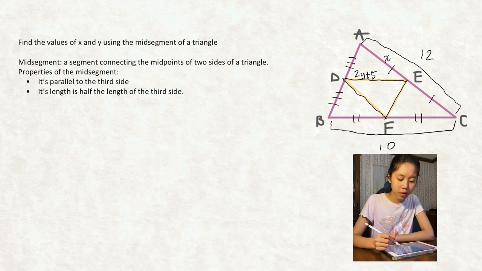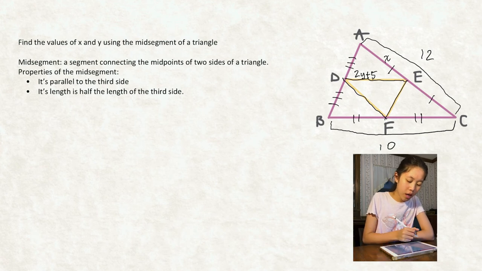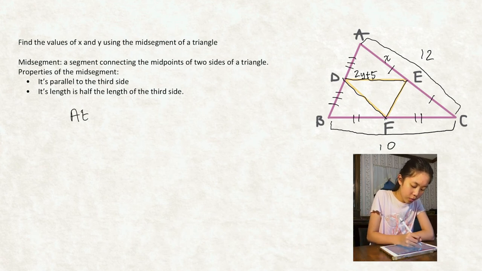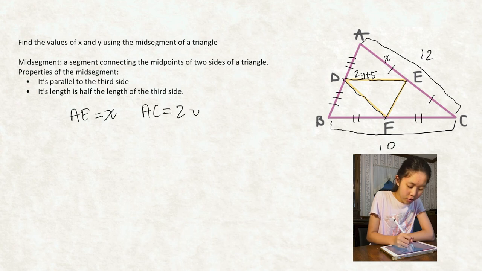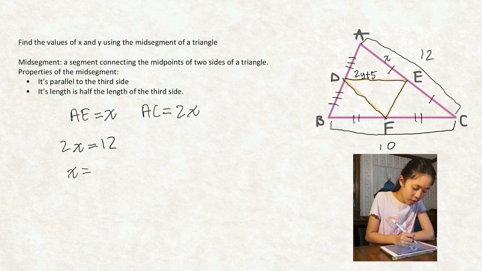Now with this knowledge, AC would be 2AE, and AE equals x. So AC equals 2x. So if you were to write an equation, it would be 2x equals 12. And to solve it, you do 12 divided by 2, and you would get x equals 6.